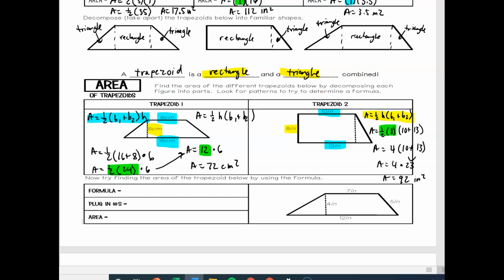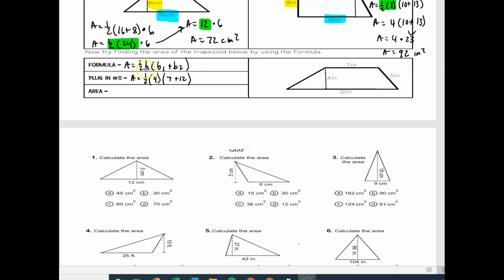All right, so the last one here, I'm going to use area is equal to 1/2 base 1 plus base 2. That's always the formula for a trapezoid. You'll notice my height is 4. That's right next to my dotted line, and my two bases are 7 and 12. 5 is an extra number. We don't even use it. All right, so when I plug this in, I put my 4 right by where my height was supposed to be, and I put my 7 and 12 right for base 1 and base 2. Again, it does not matter what order I put those in.